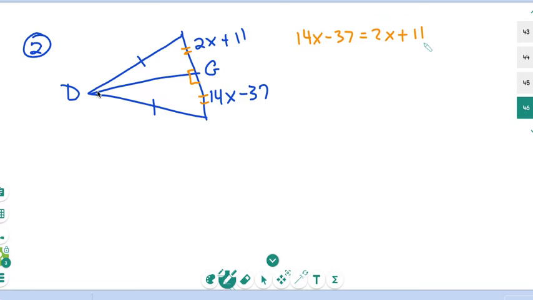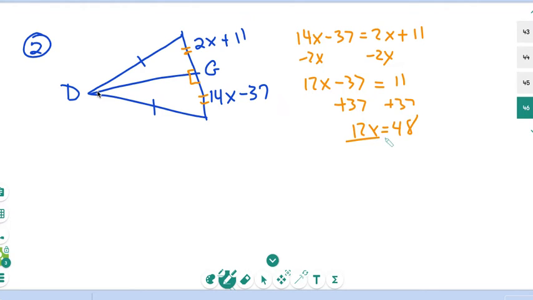Again, I started with the largest variable term. Zero pair out the 2x. So I have 12x minus 37 is equal to 11. Zero pair out the 37. 12x is equal to 48. Divide by 12, divide by 12. X is equal to 4.